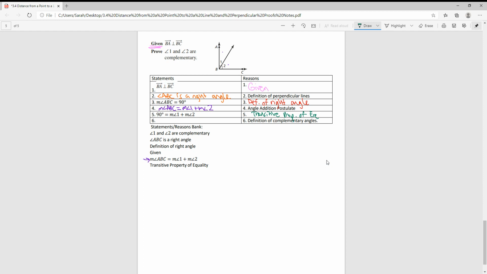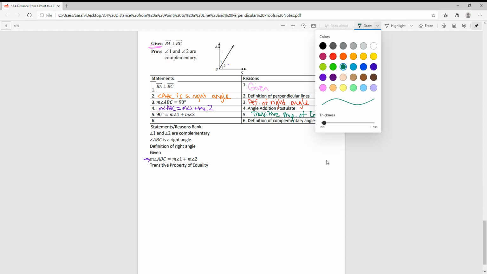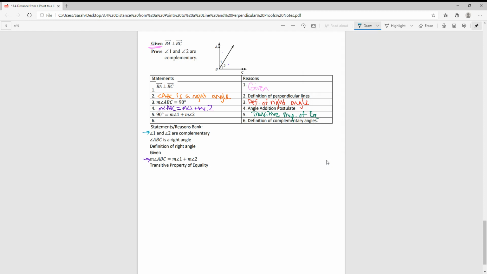And then last but not least, what were we trying to prove in the first place? That's usually what goes in the last part. We were trying to prove that angle 1 and angle 2 are complementary. But why can we say that for sure? We know that angle 1 and angle 2 add up to 90. Complementary angles add up to 90 degrees. So angle 1 and angle 2 must be complementary.